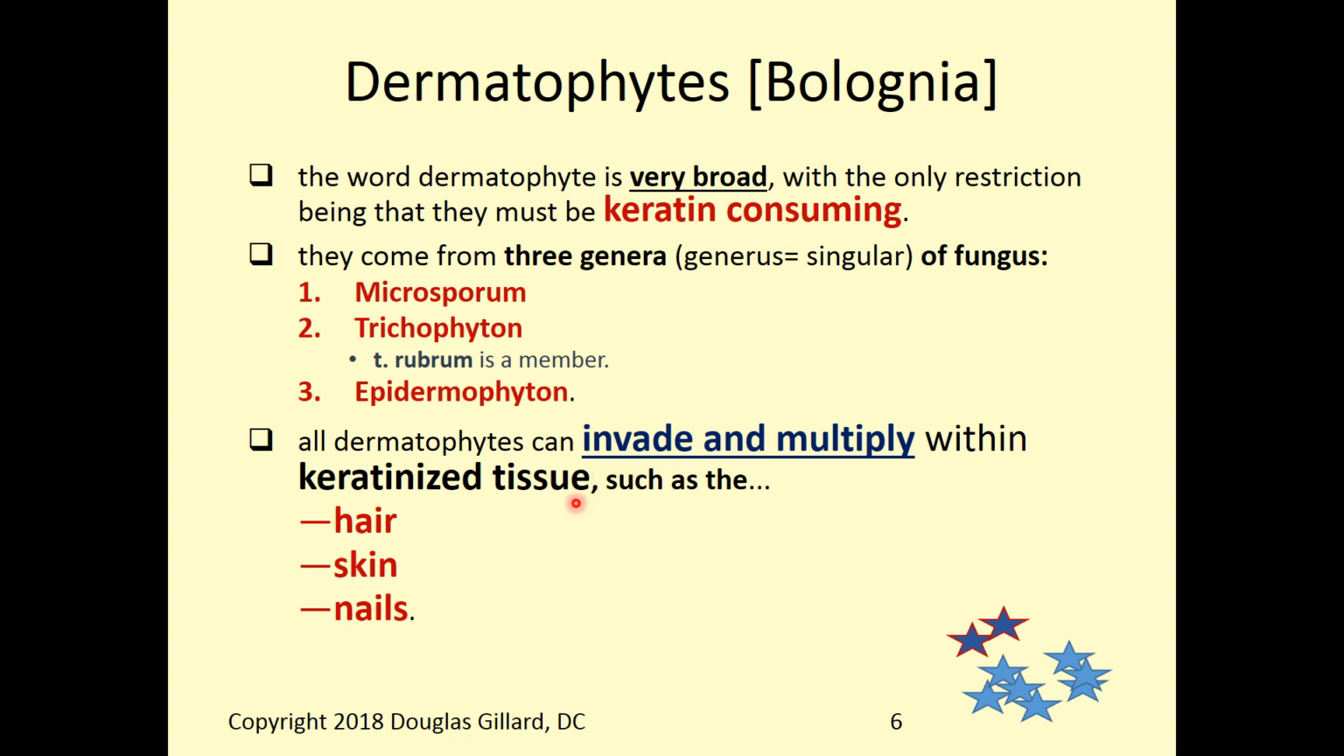So that leads to the question, well, is there other tissue with keratin besides the skin? And yeah, remember, there's soft keratin and hard keratin. The nails are made of more hard keratin, so we can have invasions of the nails, causing onychomycosis. We can have invasion of the skin. And we can have invasion of the hair because that contains hard keratin as well.